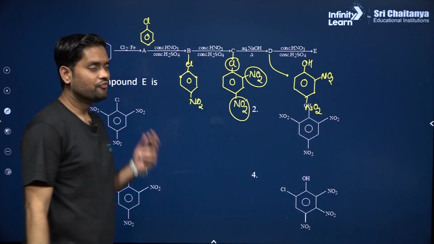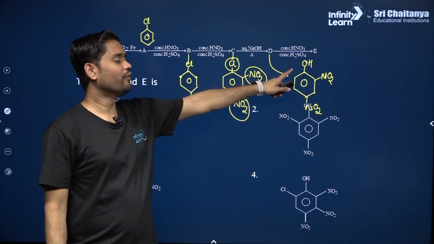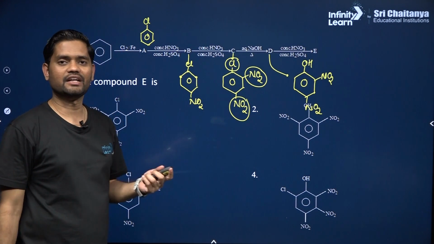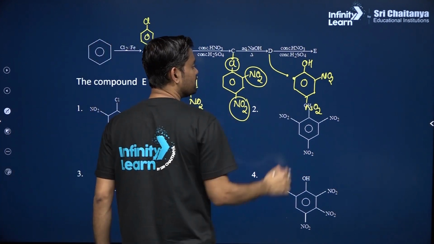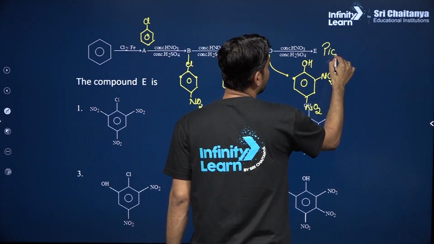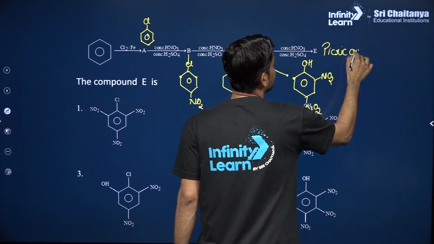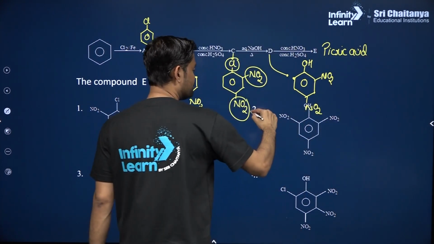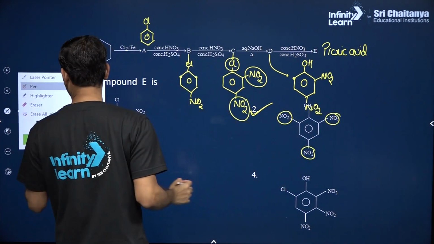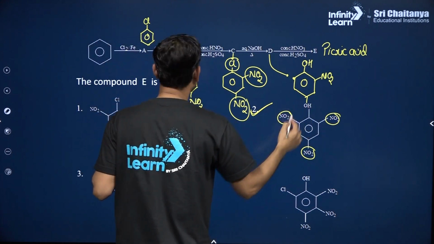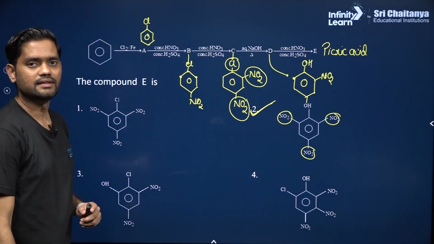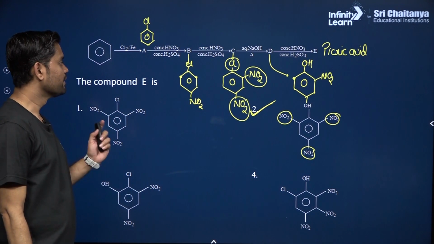Finally again what we are doing is nitrating mixture. OH is again an activating group, ortho and para, and NO2 is a withdrawing group, that is meta position. Again the only position that is left is this. So ultimately what is E? E is picric acid, that is 2,4,6 trinitrophenol, and that is option 2. NO2, NO2, NO2 and OH over here. Clear? So we'll go with option 2. Got it? Perfect. Next question.